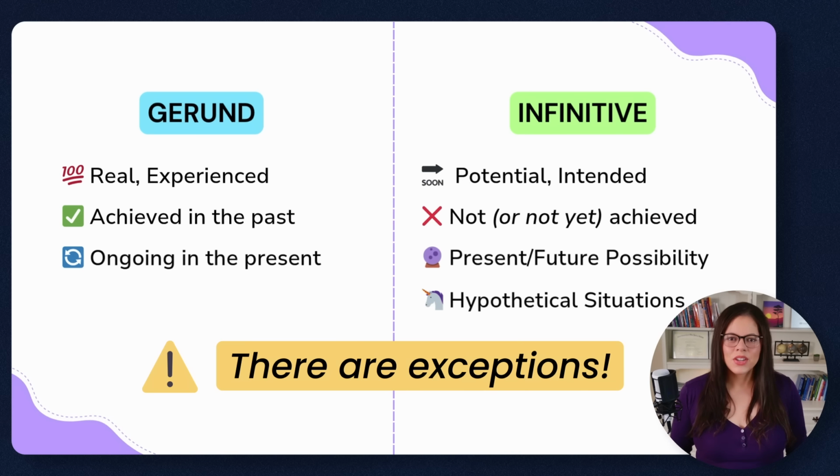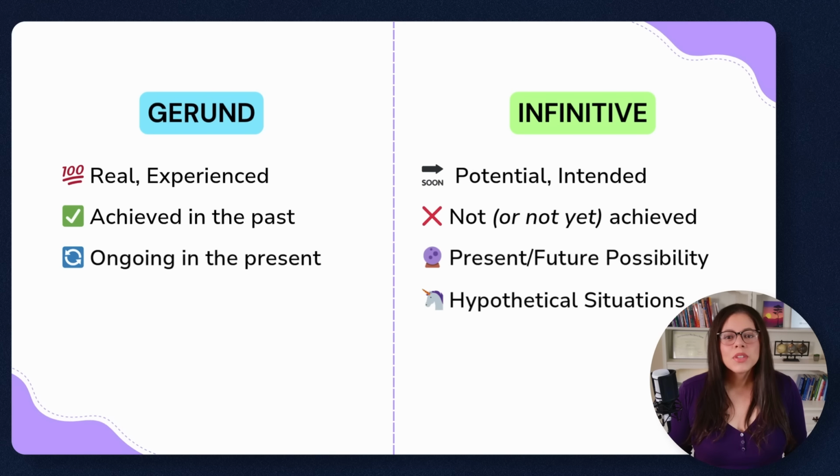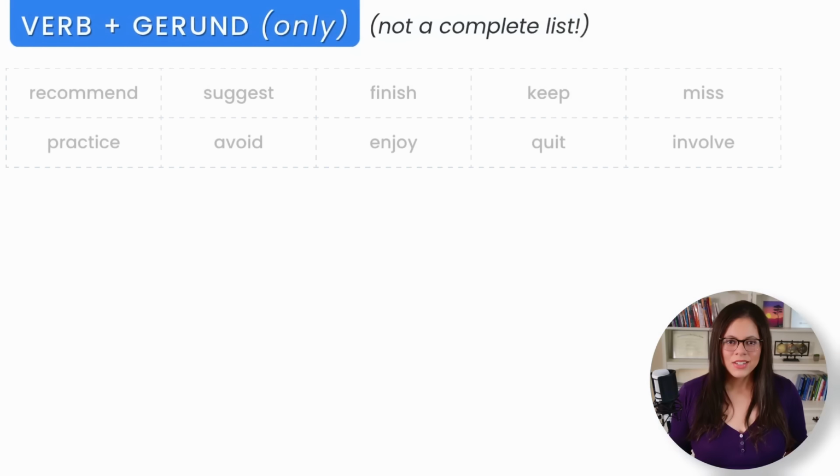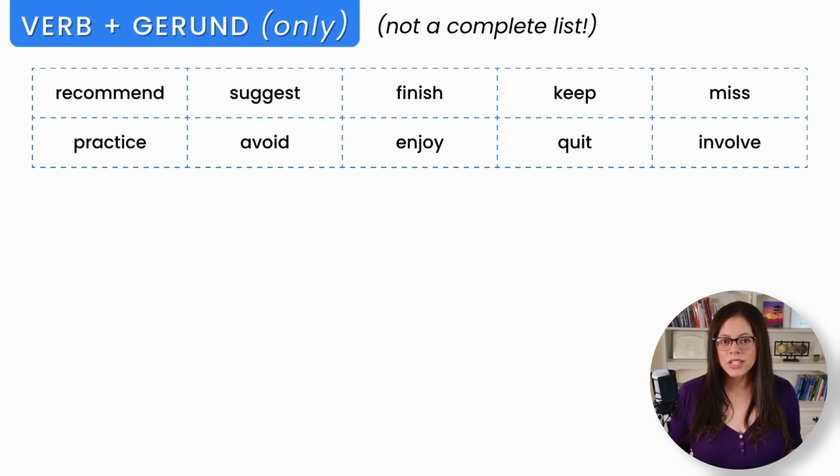Now, of course, there are always exceptions, and this does not explain how every verb in English works. That would be impossible. But if you really try to understand and internalize this concept, you won't need to waste time memorizing a rule for each individual verb. Now, let's see how this works in practice. Here are some common verbs that require a gerund as the direct object. Again, you don't need to memorize them. Just notice what they have in common.